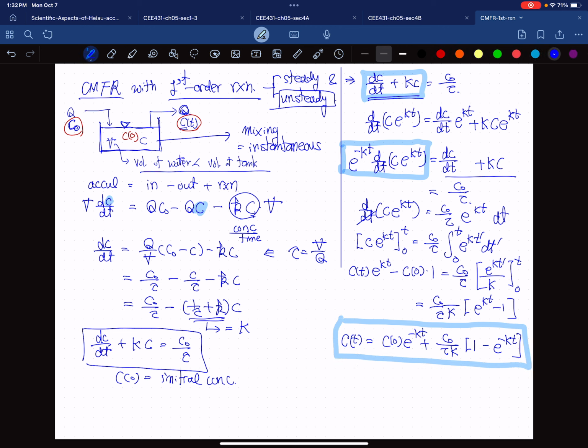And then you need to make sure that this one satisfies all the conditions that we actually used. At t equals 0, this term c naught times 1 plus c over tau k times 1 minus 1 equals c0. So this condition is used in here and also indicated here. So the initial condition is satisfied.